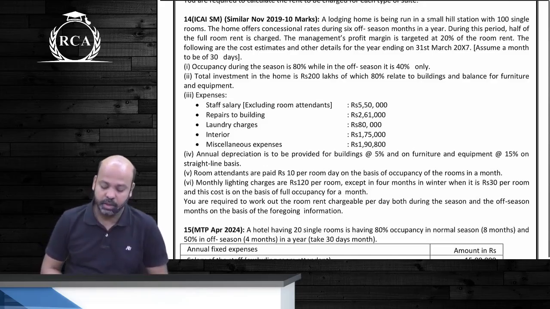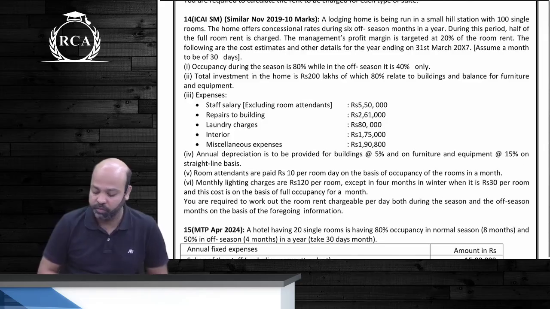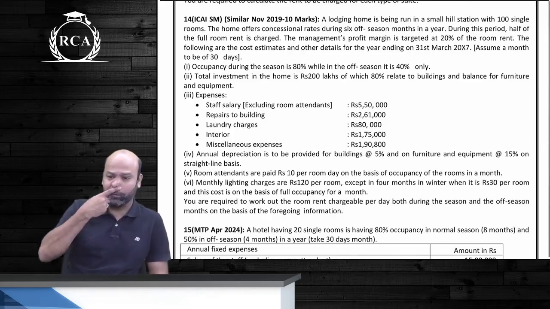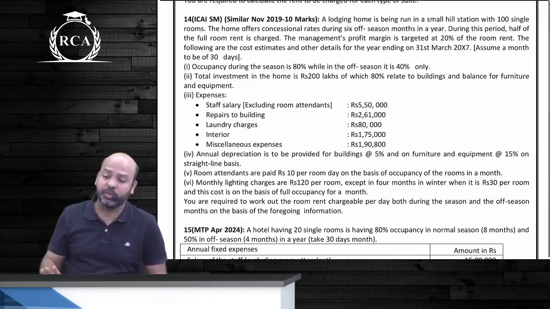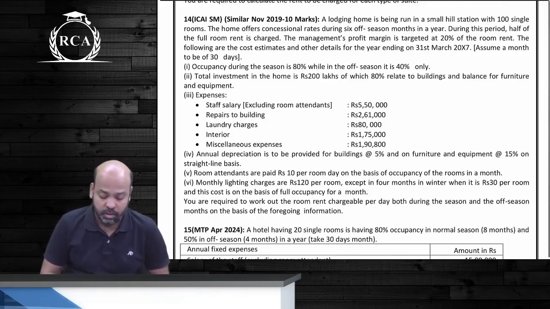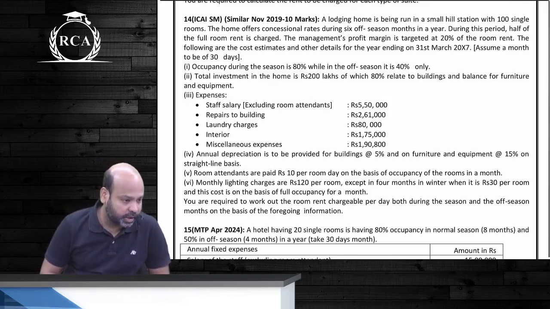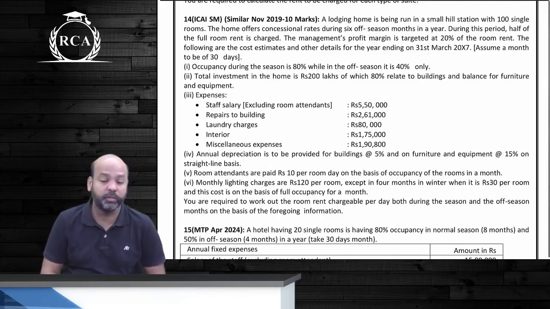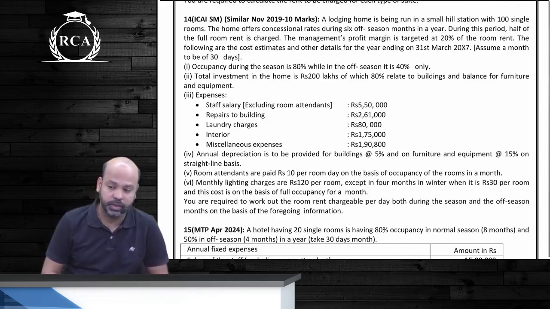Room attendants are paid 10 rupees per room day on the basis of occupancy of the rooms in a month. Meaning you simply compute total number of room days, guys, multiplied by 10 rupees. That will become the total amount of charges, guys, for room attendants. Are we clear? Monthly lighting charges, beta, is 120 rupees per room, except in 4 months in winter, when it is only 30 rupees per room. And this cost is on the basis of full occupancy for a month. If a room is occupied for the entire month, they're going to incur a cost of how much? 120 rupees, guys, during 8 months, and during winter 4 months, beta, it is going to be 30 rupees.